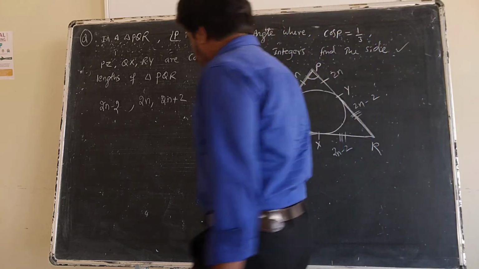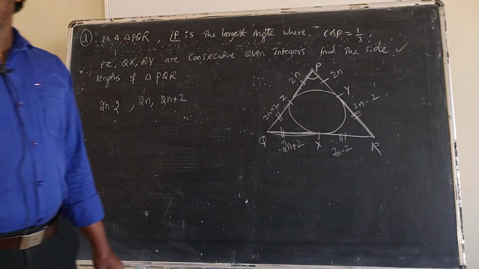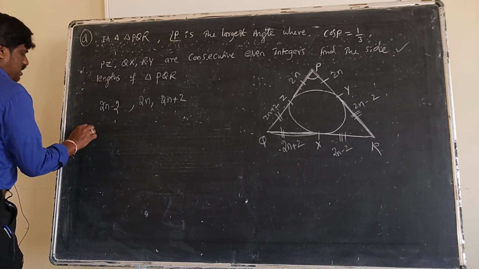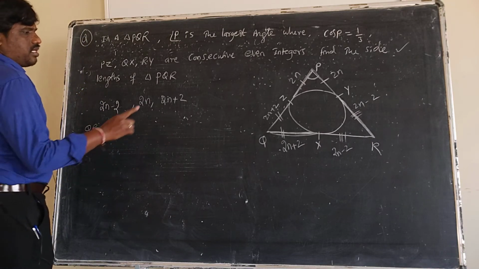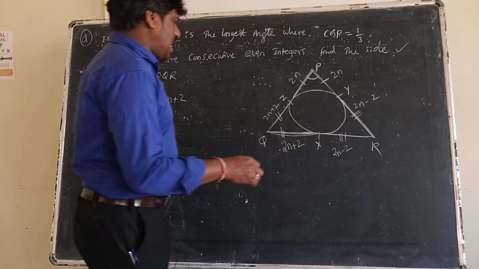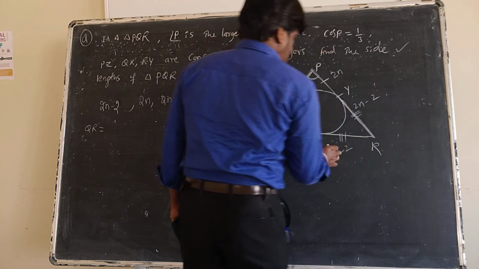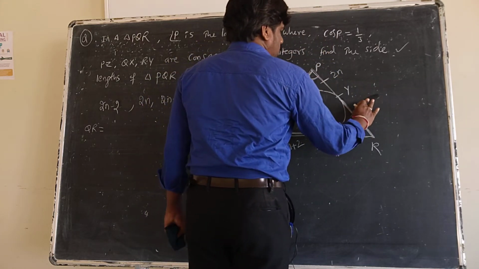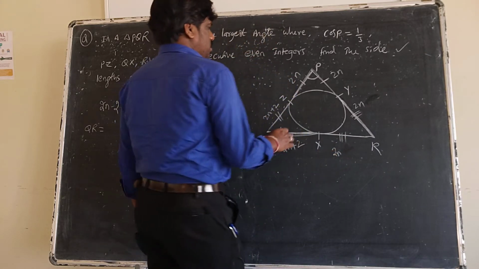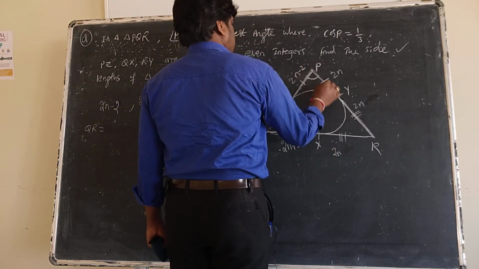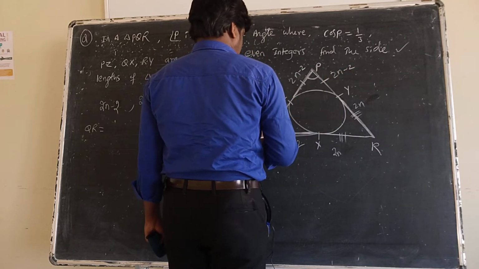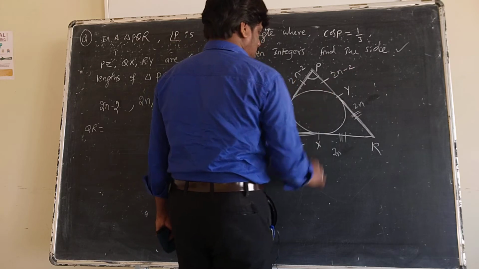Now I have to find the lengths of the sides of the triangle. So what will be the length of QR? Length of QR will be 2n plus 2, 2n minus 2. Oh no, I think I have to get 2n here, because for the largest side I should get the larger sum. So I should get 2n here, then only this will become larger. So I have to use 2n minus 2 here, and I have to use 2n plus 2 here, 2n, correct.